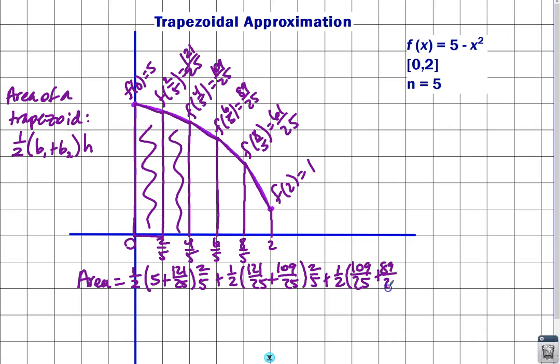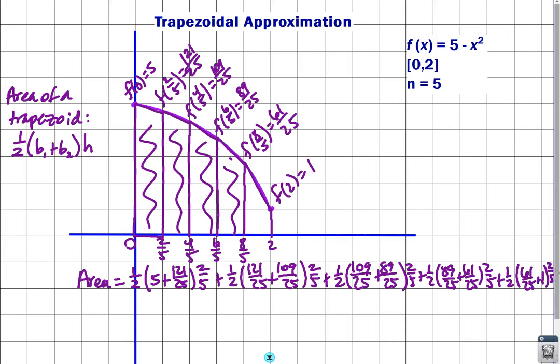Now we're on the next one. Plus 89/25, 2/5. So that was that one. I think I can fit this all right here. Oops, I forgot the 1/2. 1/2, 89 over 25 plus 61 over 25, 2/5 plus, that took care of that one. The last one is going to be 1/2 times 61 over 25 plus 1, 2/5. Oh, it all fit perfectly. Sweet. All right, so all of that added together.